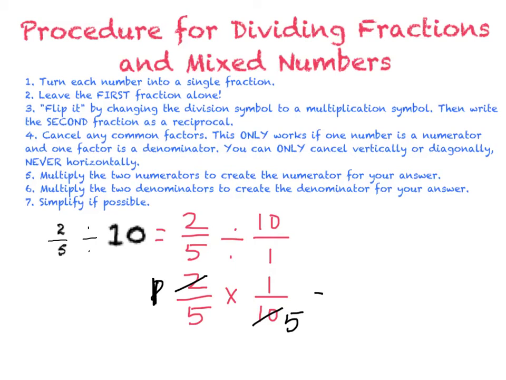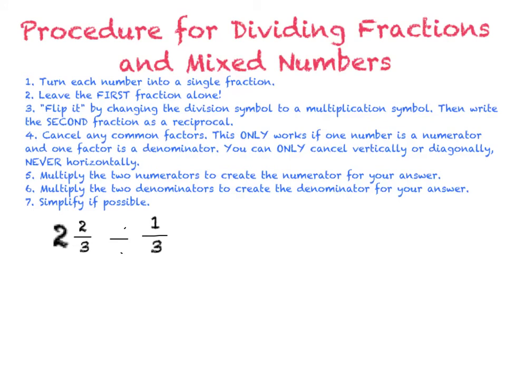So if I multiply my numerators, I'll have 1 times 1 is 1. I'll have 5 times 5 is 25. And there's no way to simplify this fraction, so 1 over 25 is going to be my answer. And again, this makes sense. If I start with the fraction 2/5 and I divide that piece into 10 pieces, 2/5 of something isn't even that big to begin with. So if I split it into 10 pieces, they're not going to be very big pieces.